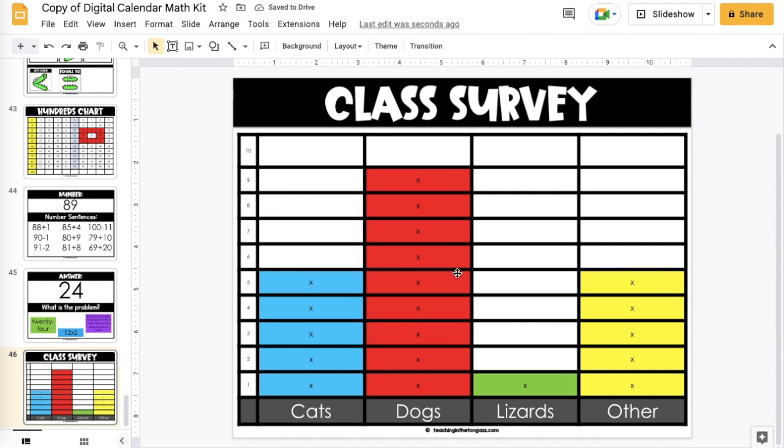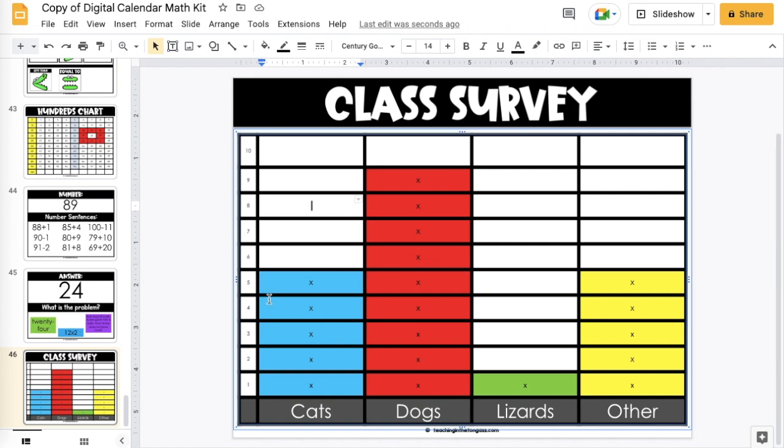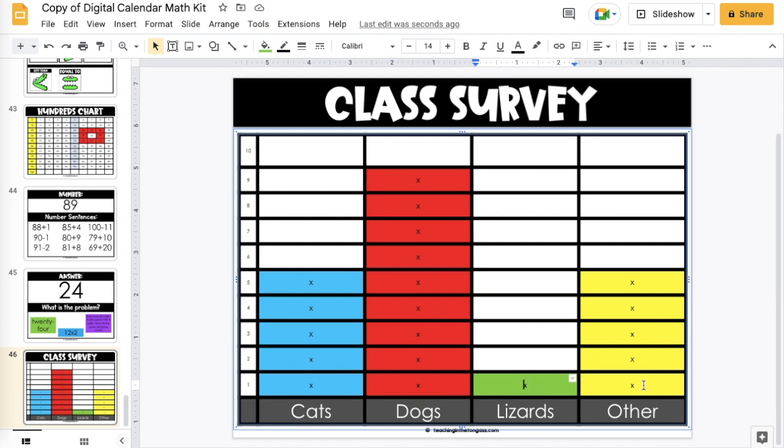So we can see that we have 9 dogs. If I go up and over, I can see that my number right here is 9. That makes it a little bit easier so I don't have to count each one of those. And for cats, I can go up and over and see that it is just 5. And for other, I can do the same thing, up and over. And we can compare these two.